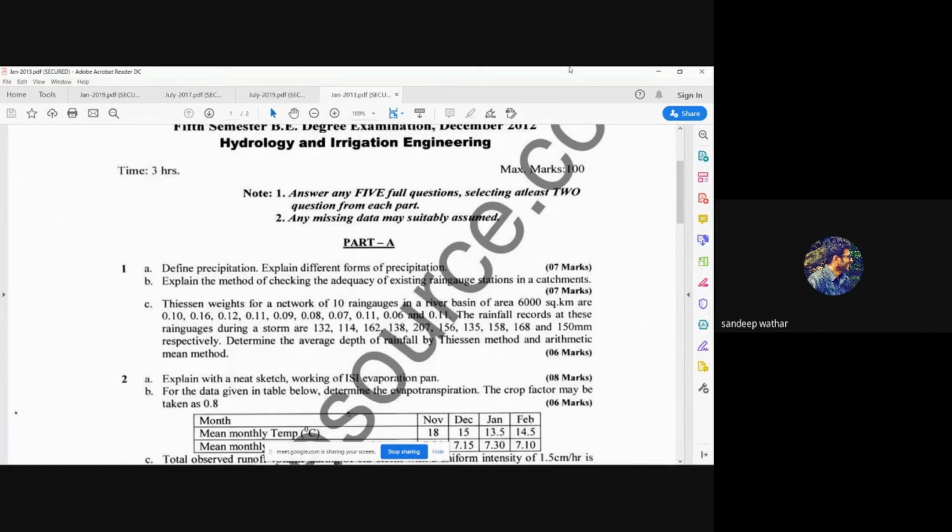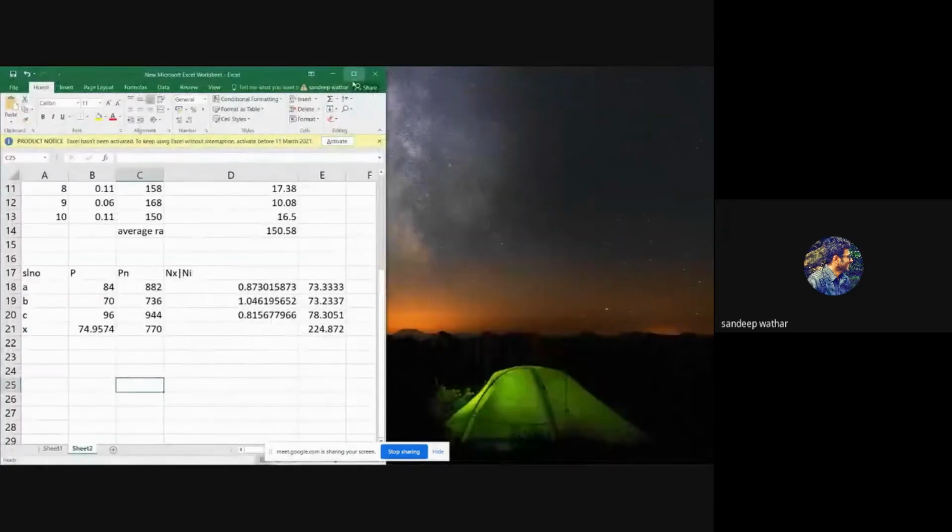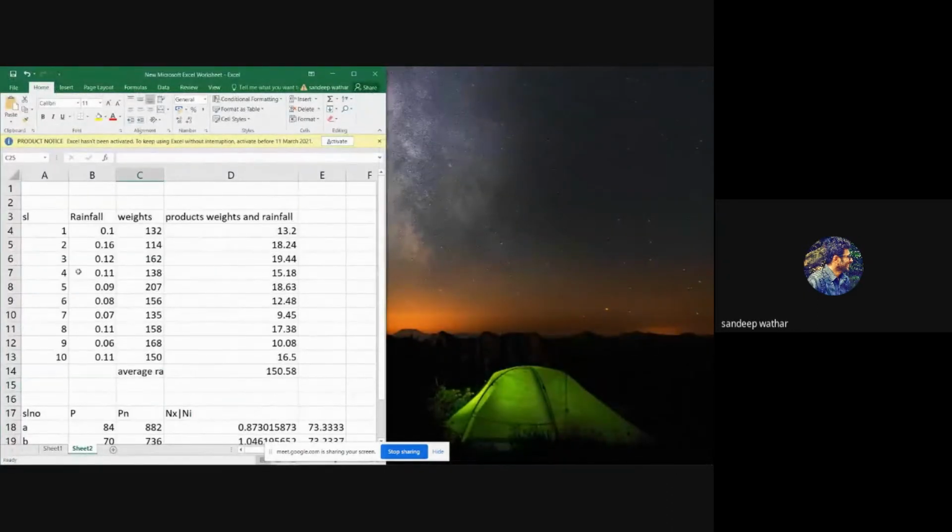Okay, what I have done is that I have already written this in the Excel sheet over here. Serial number represents all the rain gauge stations that we have. This is rainfall value. Sorry, I have just made a mistake. This should be written as weights, and this should be written as rainfall values. And this is representing the product of weights and rainfall.